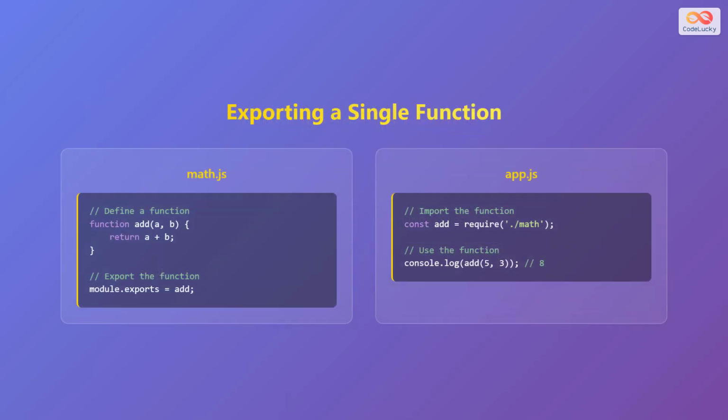Let's examine how to export a single function using module.exports. Consider a file named math.js. Inside math.js, we define a function called add, which takes two arguments, a and b, and returns their sum. To export this function, we assign it to module.exports. Then, in app.js, to use the exported function, we require the math.js module and assign the result to a constant named add. Now we can use the add function from math.js. For example, calling add with arguments 5 and 3 will return 8.